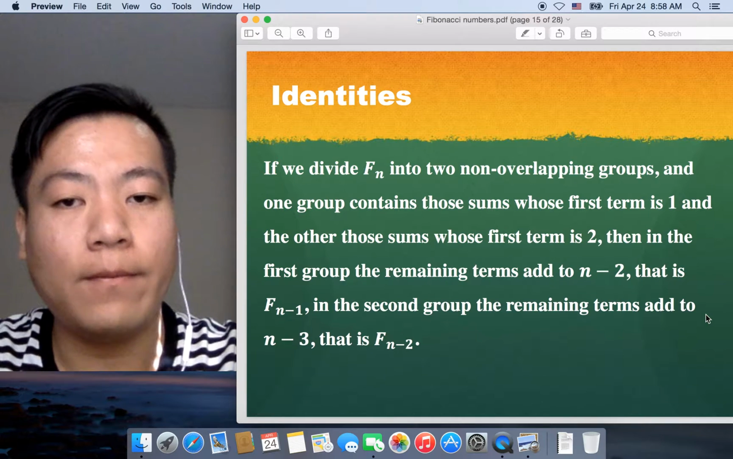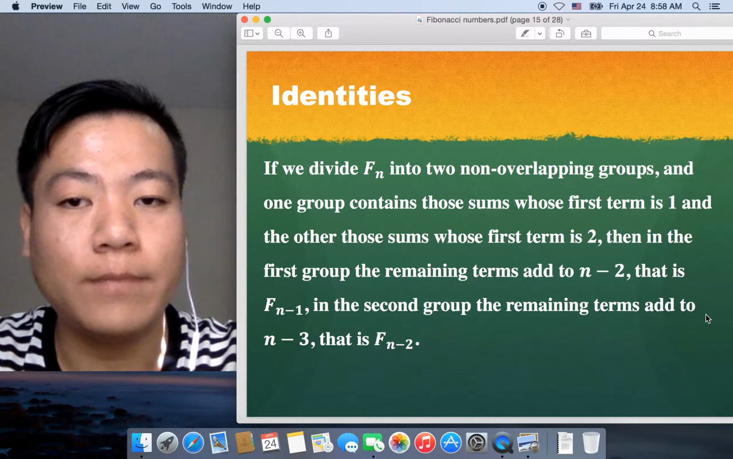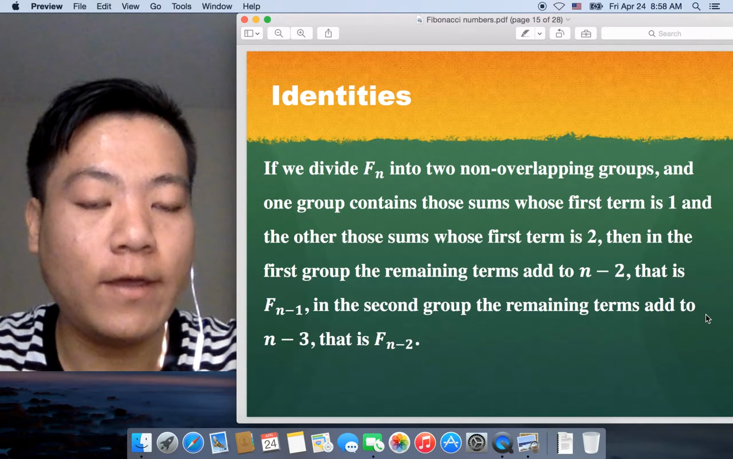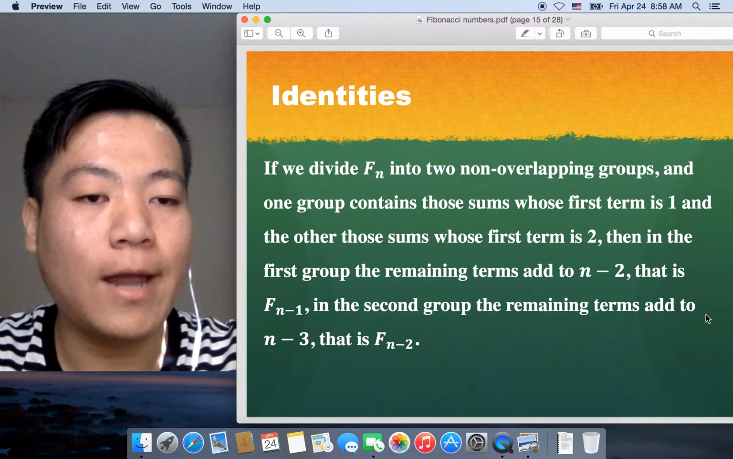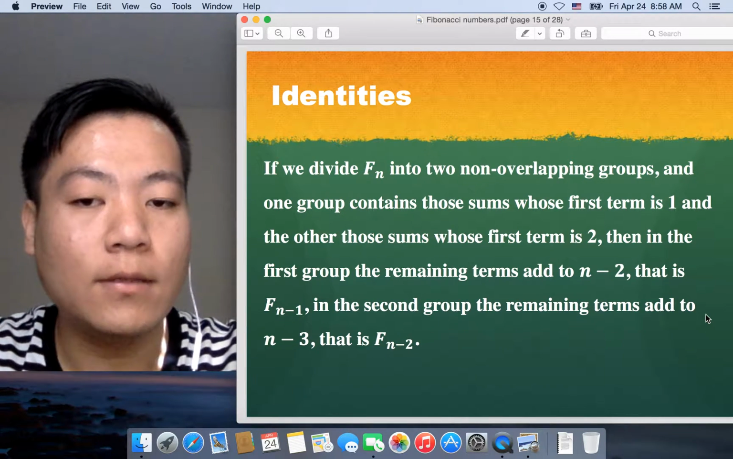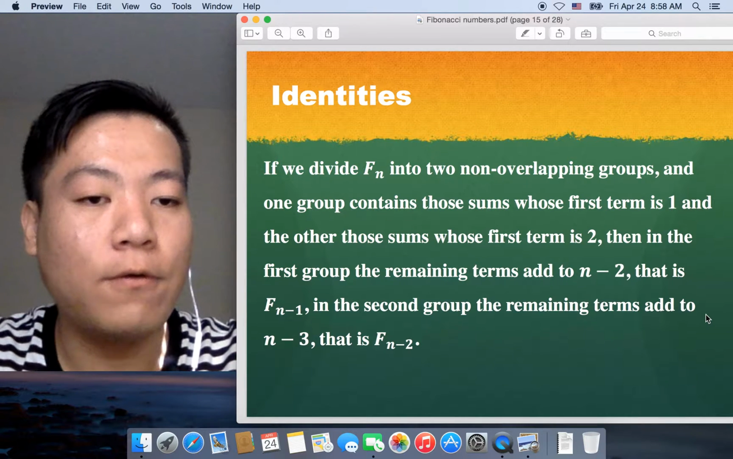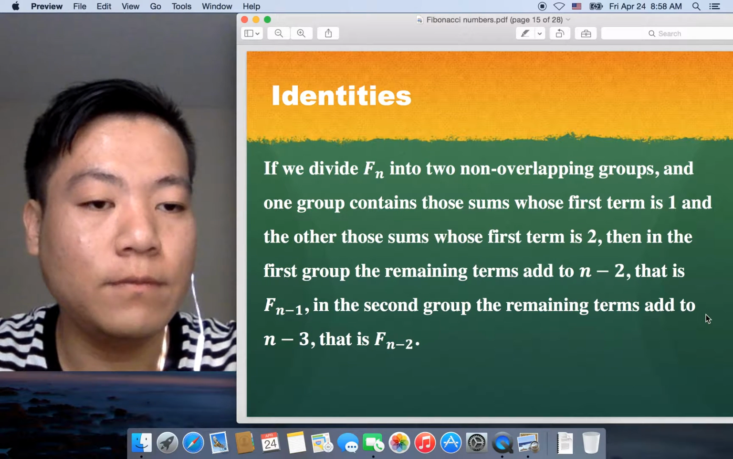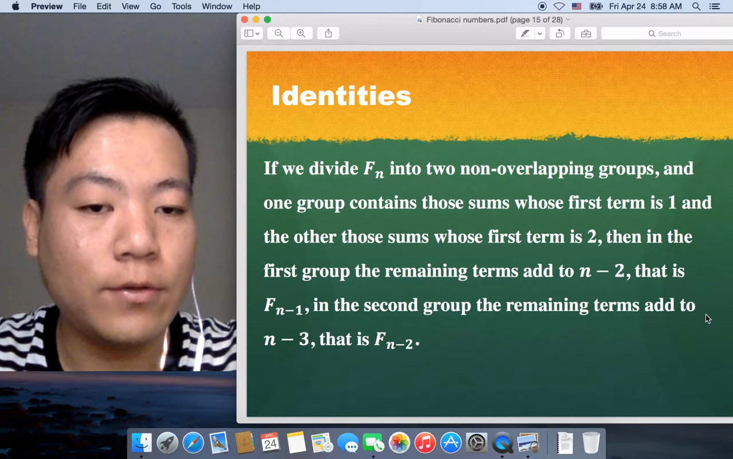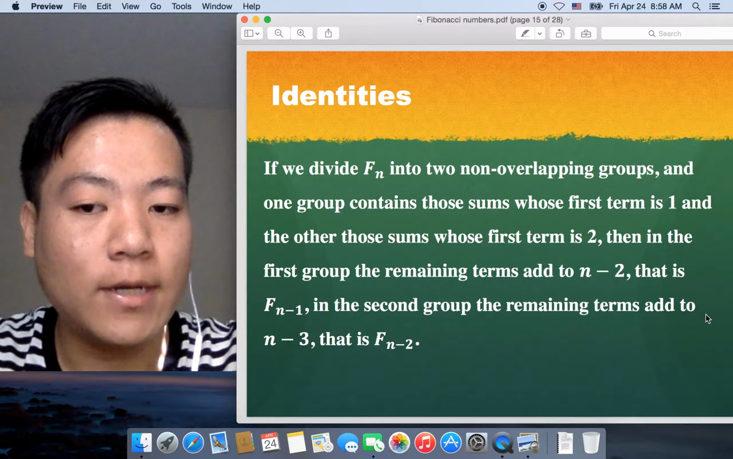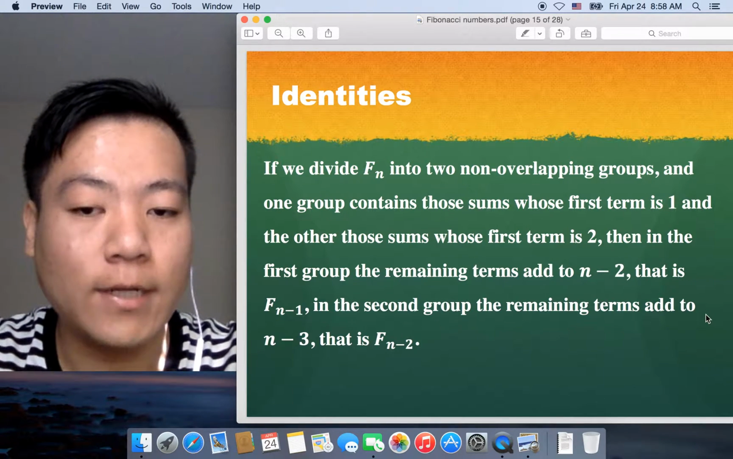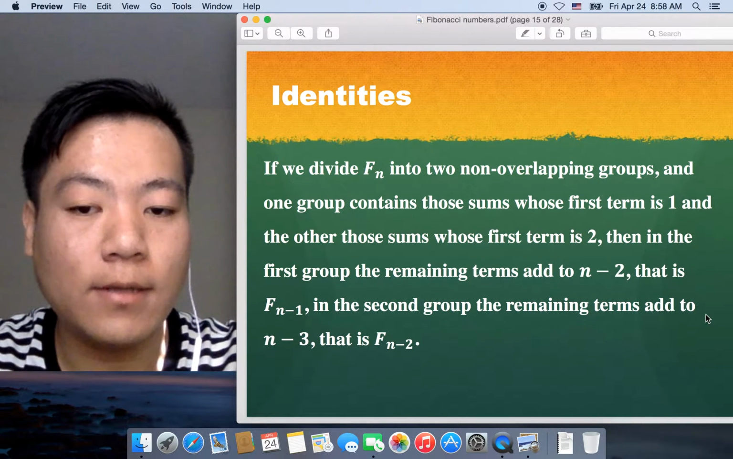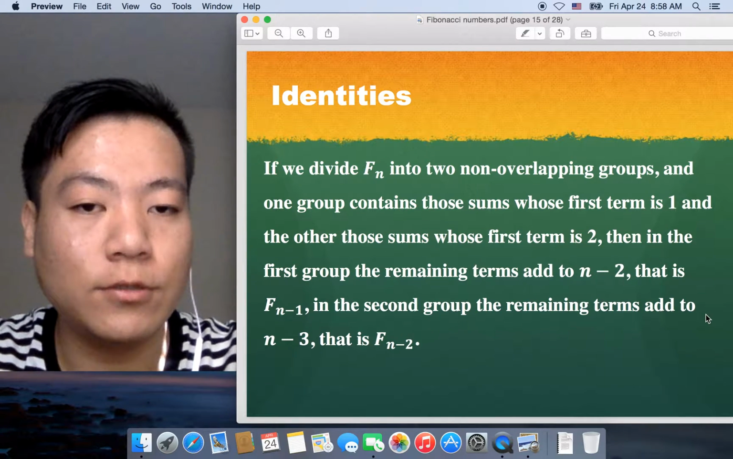Fibonacci numbers can be written in many identities. If we divide Fn into two non-overlapping groups, where one group contains those sums whose first term is 1, and the other those sums whose first term is 2, then in the first group, the remaining terms add to n minus 2, that is Fn minus 1. In the second group, the remaining terms add to n minus 3, that is Fn minus 2.